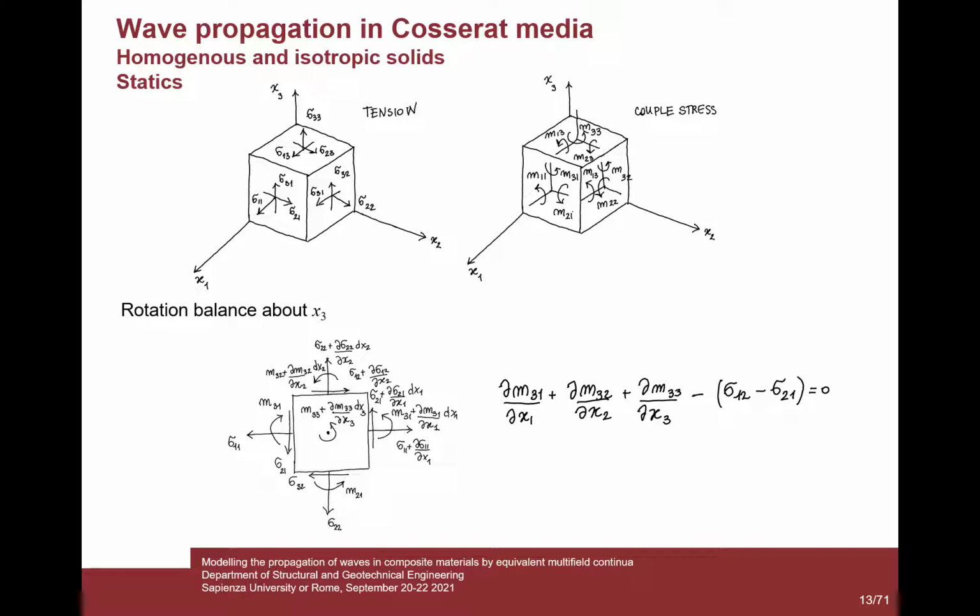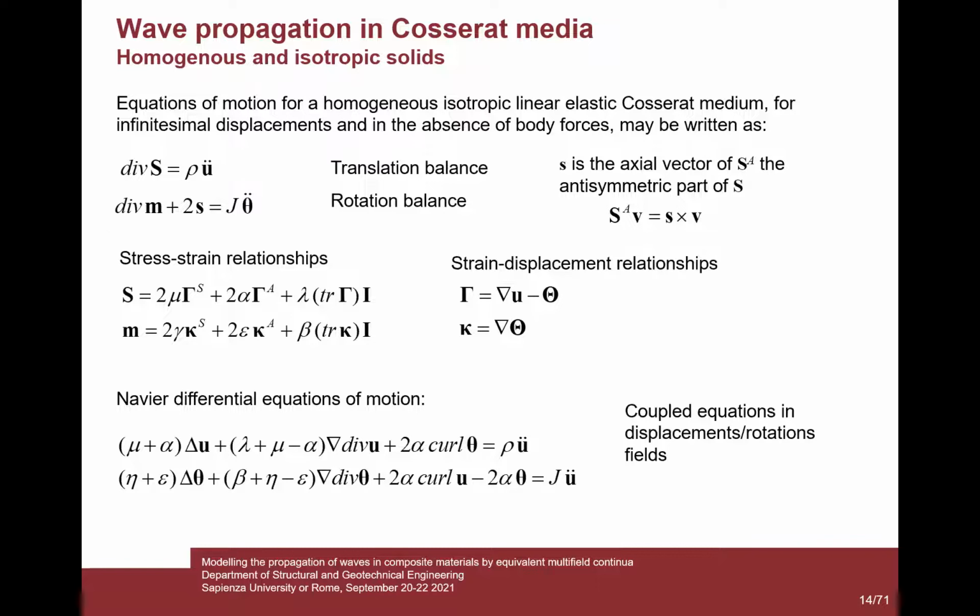Now, if you write down, for instance, the rotational balance about the axis x sub 3, you can obtain this equation. You see that in the absence of couple stresses, this part cancels, and you just obtain some symmetry properties for the stress tensor, which is the situation that occurs in a Cauchy medium. While on the contrary, in a Cosserat medium, you come up with this further equation. Therefore, you have 3 translation balance equations plus 3 rotation balance equations.